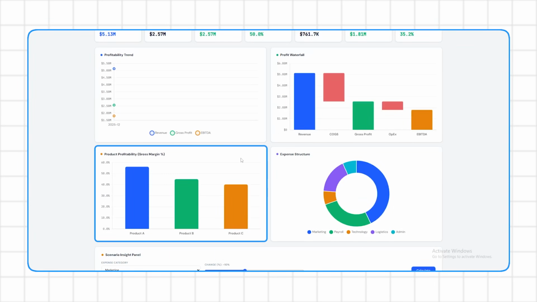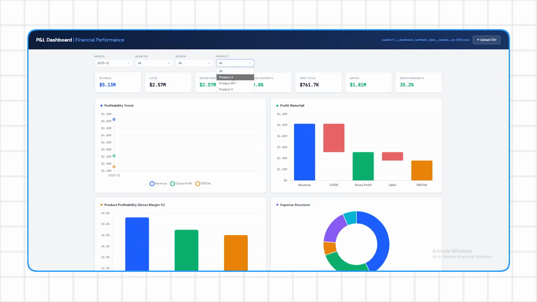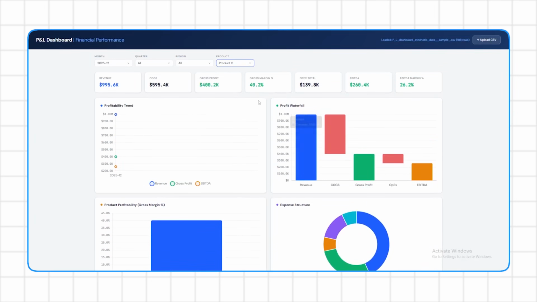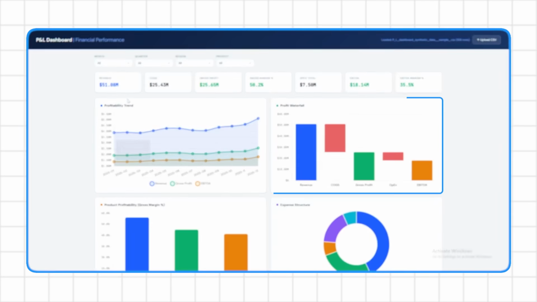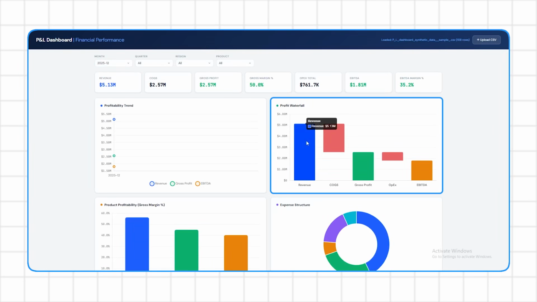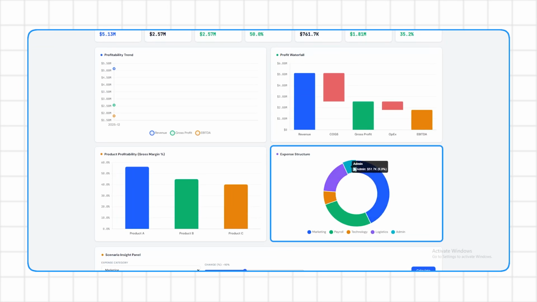The product profitability chart shows product A at a 56.2% gross margin on $23.22 million of revenue, while product C generates $8.63 million at only 40.2%. Clicking product C filters the entire dashboard to that product, so you immediately see where pricing or cost adjustments might be needed. The waterfall chart is where cost decisions get made. Select December and it rebuilds the full P&L flow. Hover over operating expenses and you can see marketing alone represents about 43% of OPEX for that month.